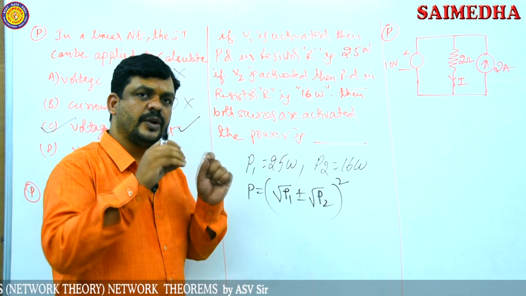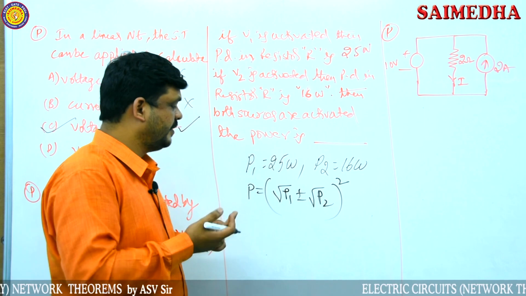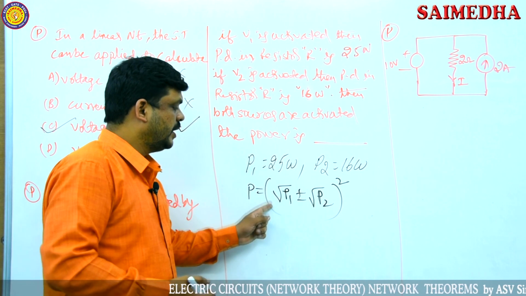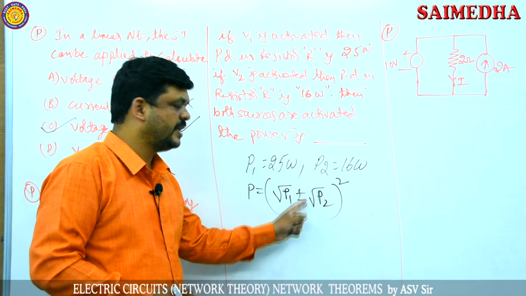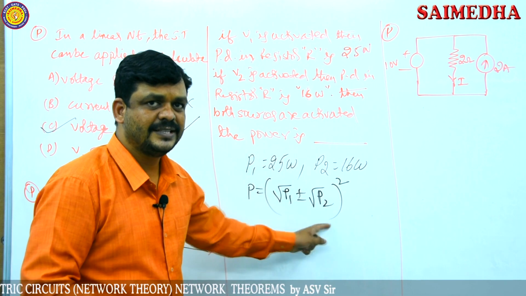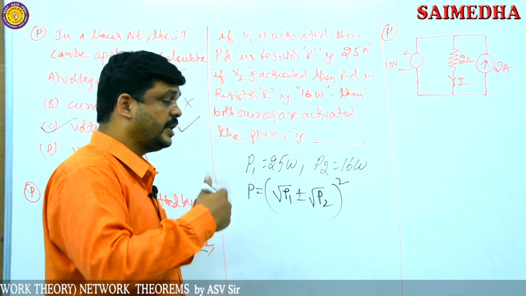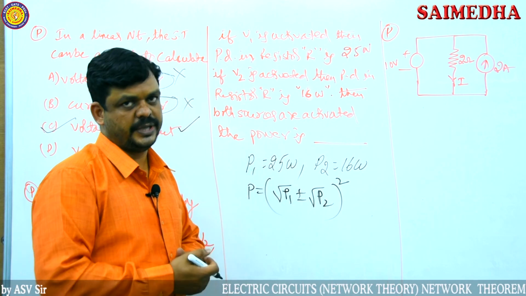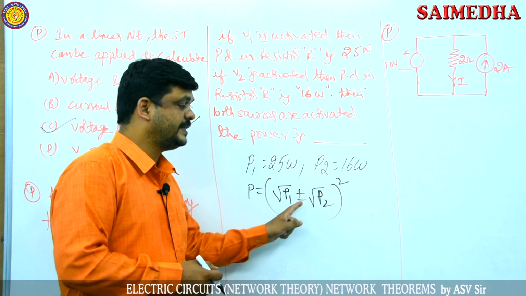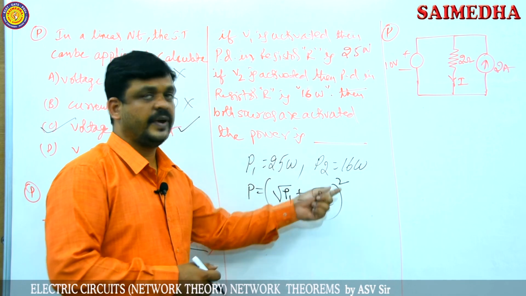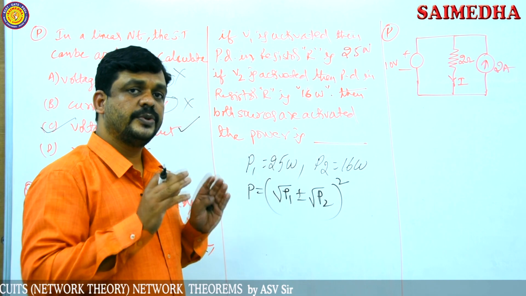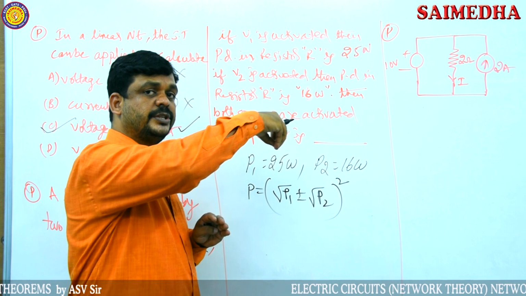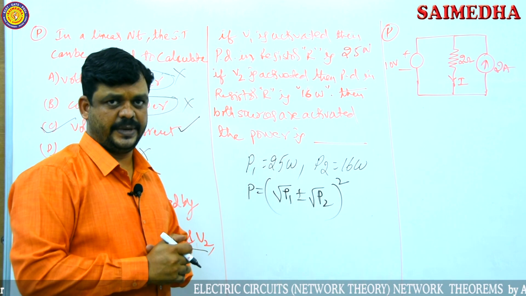From the current and voltage relations, we wrote one standard equation. If the individual powers are given like this, then the total power is square root of P1 plus or minus square root of P2, whole square. This is not the superposition theorem. The superposition theorem is V1 plus V2, I1 plus I2. But here, square root of P1 plus or minus square root of P2, whole square, does not come under the superposition theorem. But this equation is derived from the superposition theorem using current and voltage parameters.